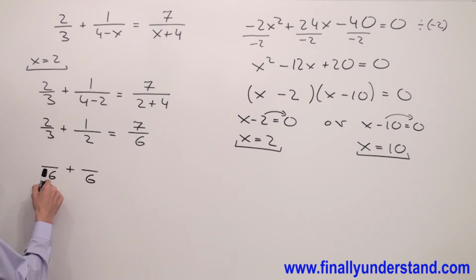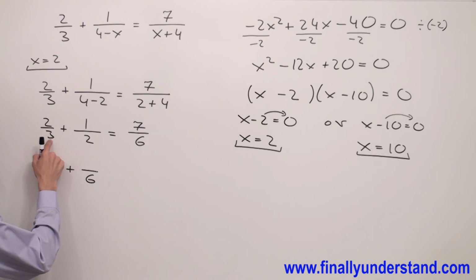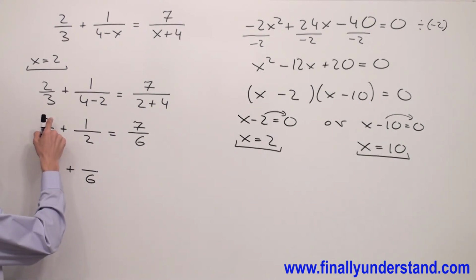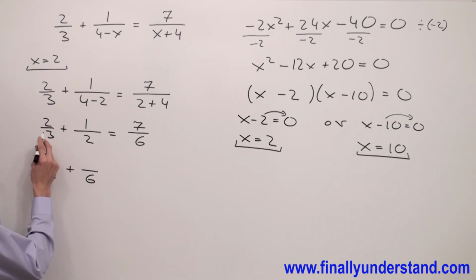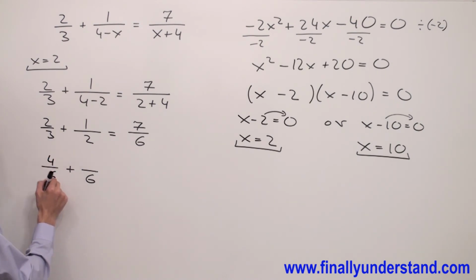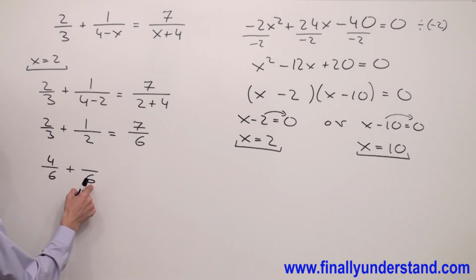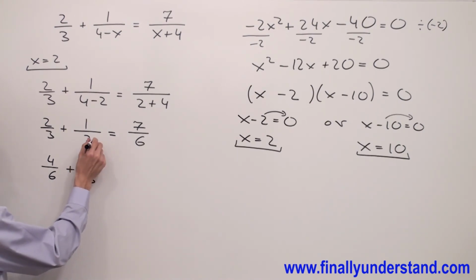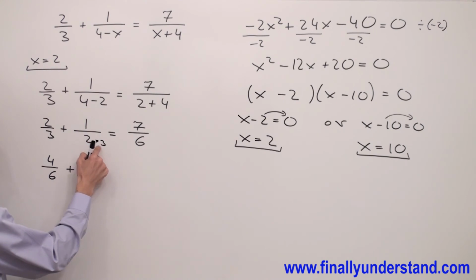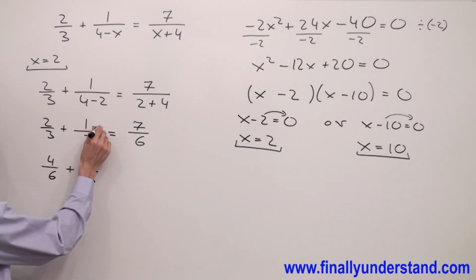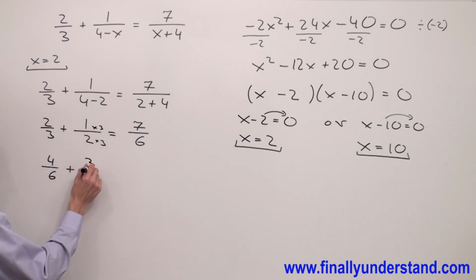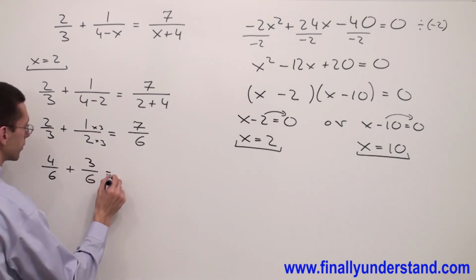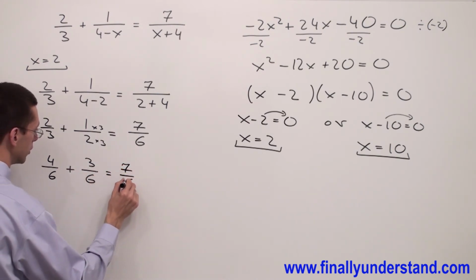Okay, so in order to get 6 in the denominator of the first fraction, I have to multiply that denominator by 2. Whatever I did in the denominator, I have to do also in the numerator. That's why I'm going to have 2 times 2 equals 4. Plus, in order to get 6 in the denominator, I have to multiply this 2 by 3. Whatever I did in the denominator, I have to do also in the numerator, times 3. 1 times 3 is 3. Equals 7 over 6.